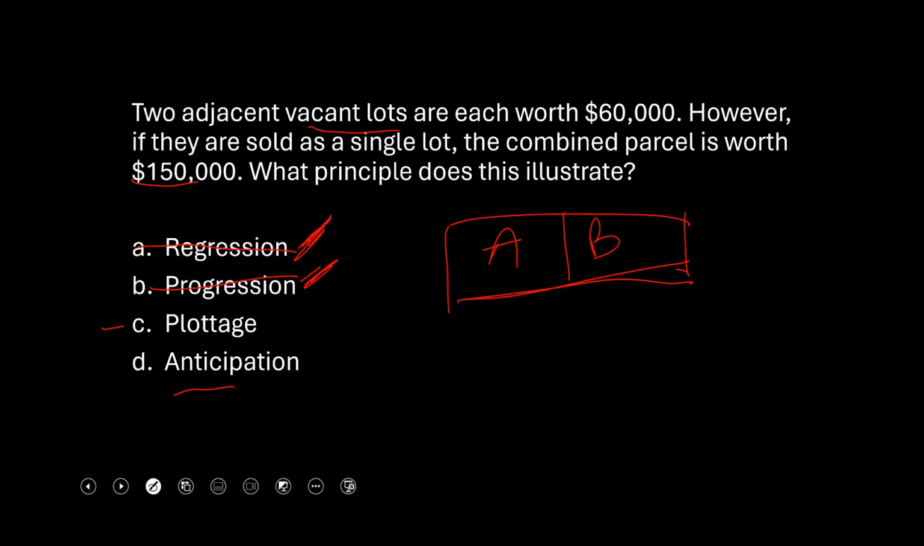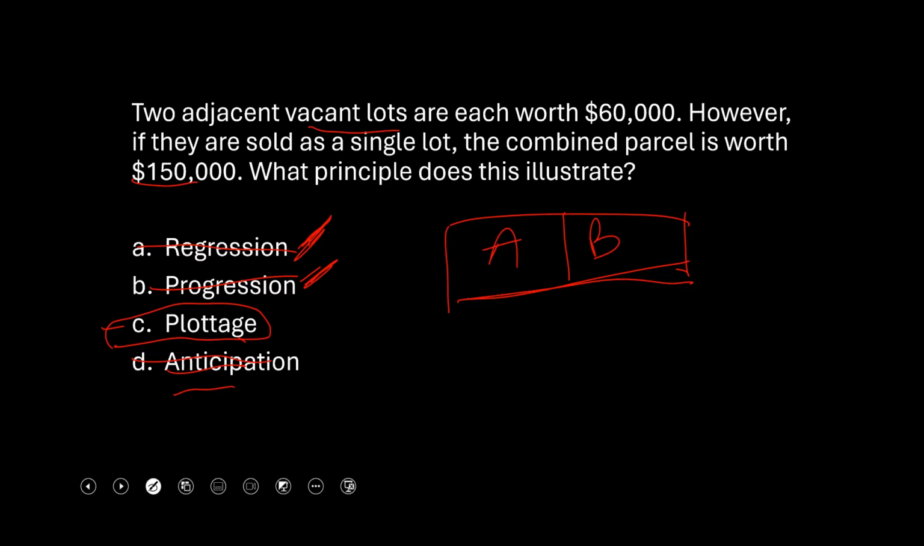For example, if it's anticipated that a huge company is moving into a community and that's going to be their headquarters, that means they're going to bring a lot of people in for jobs. What's that going to do to value of homes in that area? And then think about the opposite. If people are leaving, what would that do to value? So that's anticipation. And so that's not our answer. So even if you didn't know the meaning of plottage, that's the answer you would pick and you will be correct.